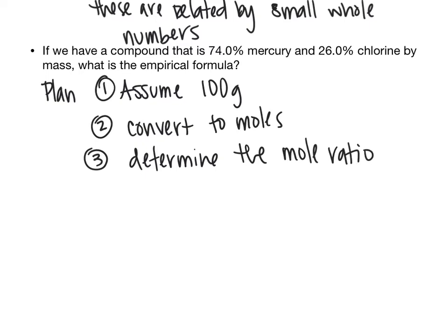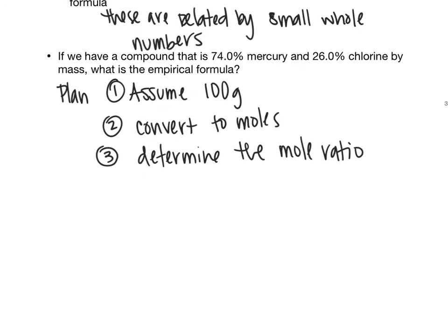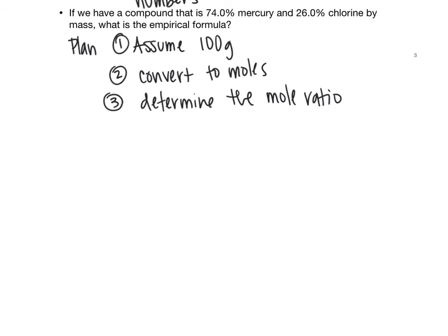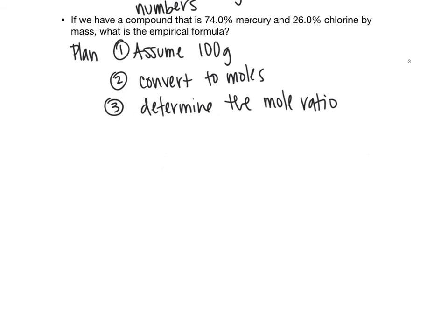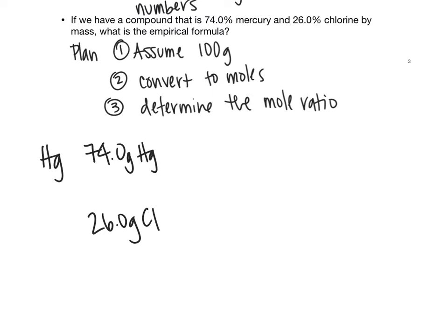So in this case, it is relatively simple. I'm going to move this up a little bit and try to make it smaller so we can still see it. Our first step, we're going to assume we have 100 grams. If we have a 100 gram sample and it is 74% mercury, that means we have 74.0 grams of mercury, and 26 grams of chlorine. So step 1, done.